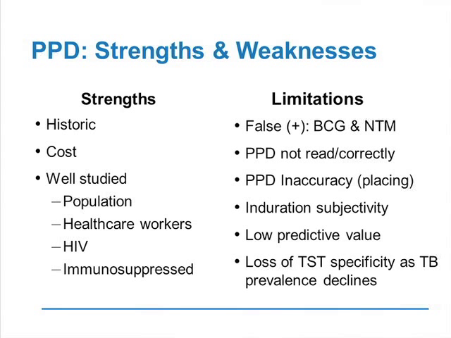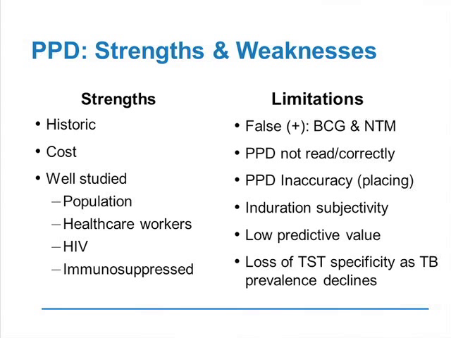So the strengths of PPDs are well known. It's historic, it's been around for 100 years, it's fairly cost effective, and it's been studied in many populations. Limitations are numerous. There are the problems of false positives, especially in patients who have been vaccinated with BCG and in certain non-tuberculous mycobacterial infections. When the PPD is either not administered correctly or not read correctly, this can certainly yield false positive results. There are certainly inaccuracies in how the test is placed. The measurement of induration is often a large debate. It's not uncommon in healthcare situations to see a nurse, the doctor, and several personnel arguing about whether this is 5 millimeters or 6 millimeters or less.